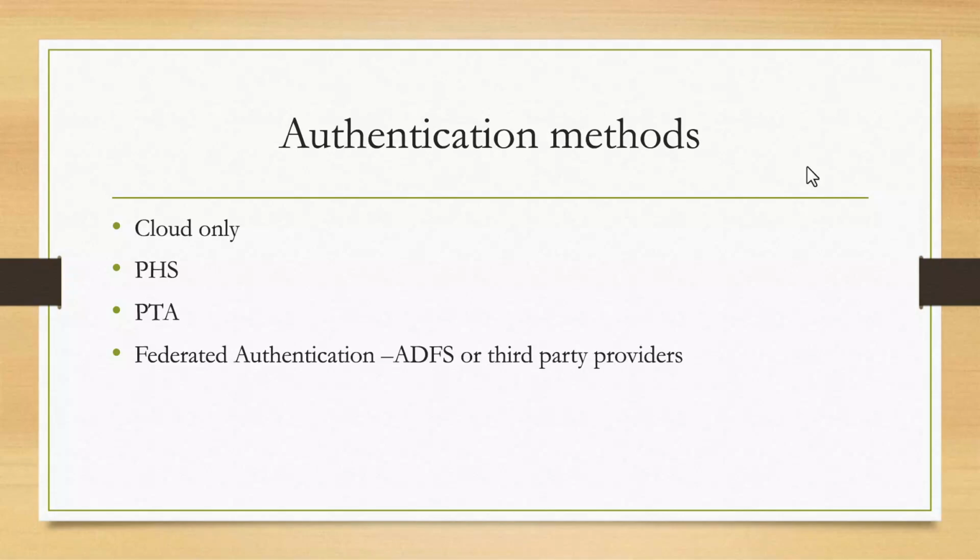The other methods are PHS and PTA. PHS is password hash synchronization, which is a way the password is synced. If you know Linux, the user accounts are in the /etc/passwd file, and there is an /etc/shadow file. The /etc/shadow file has the hash of the password. A password cannot be stored directly in plain text, so it is stored as an encrypted password in /etc/shadow.